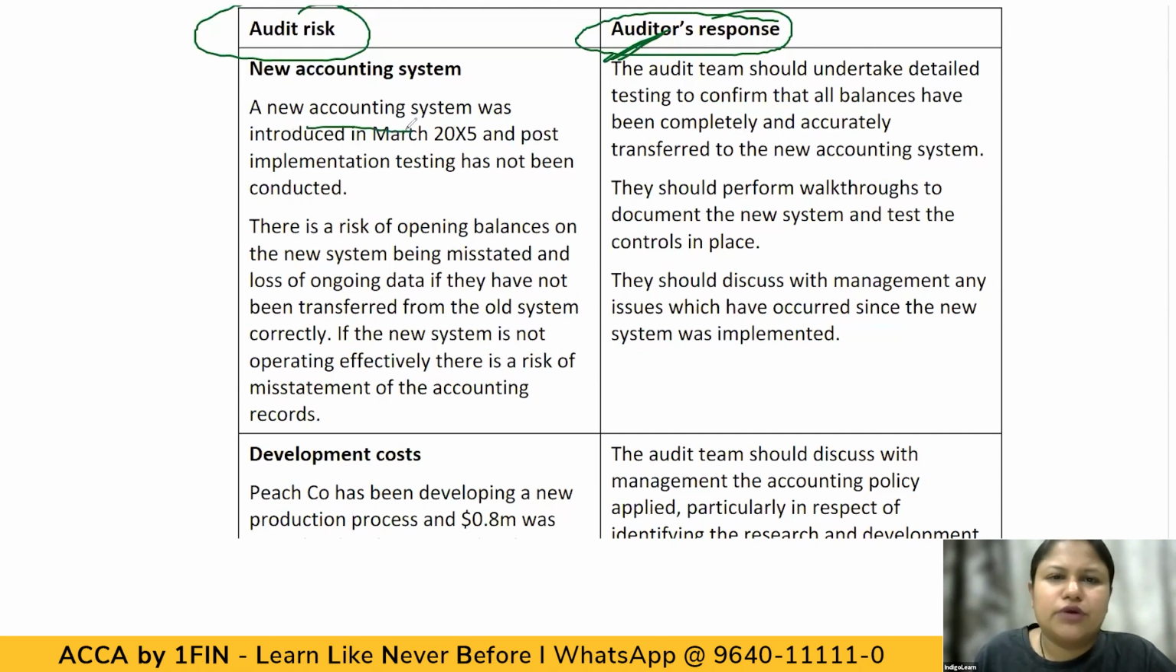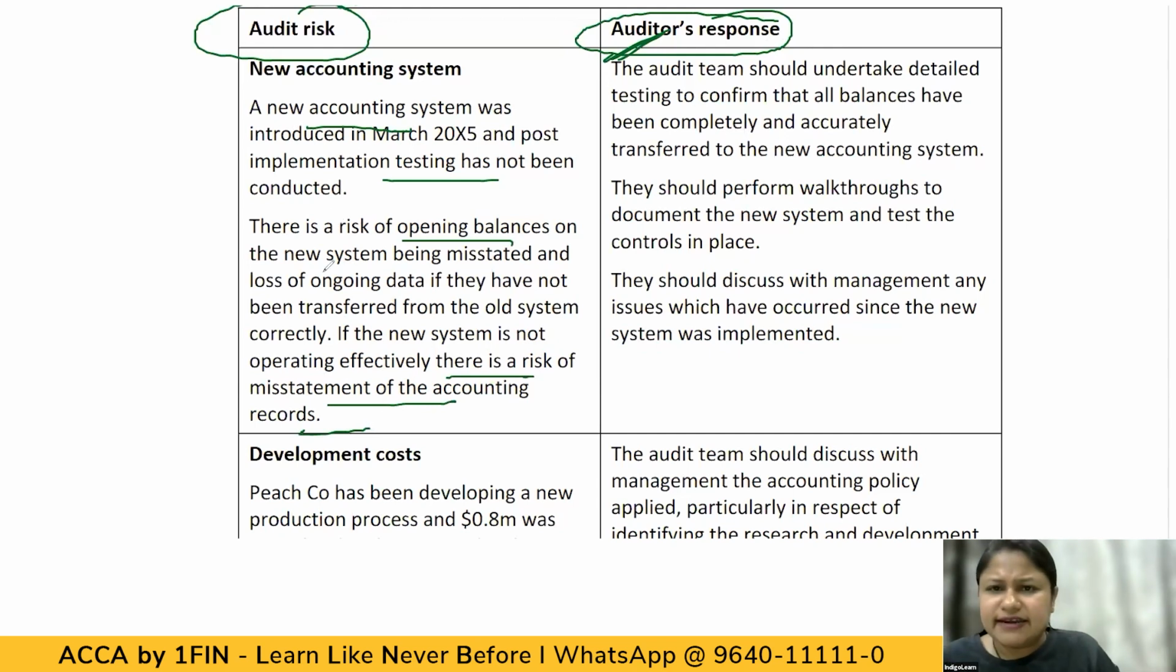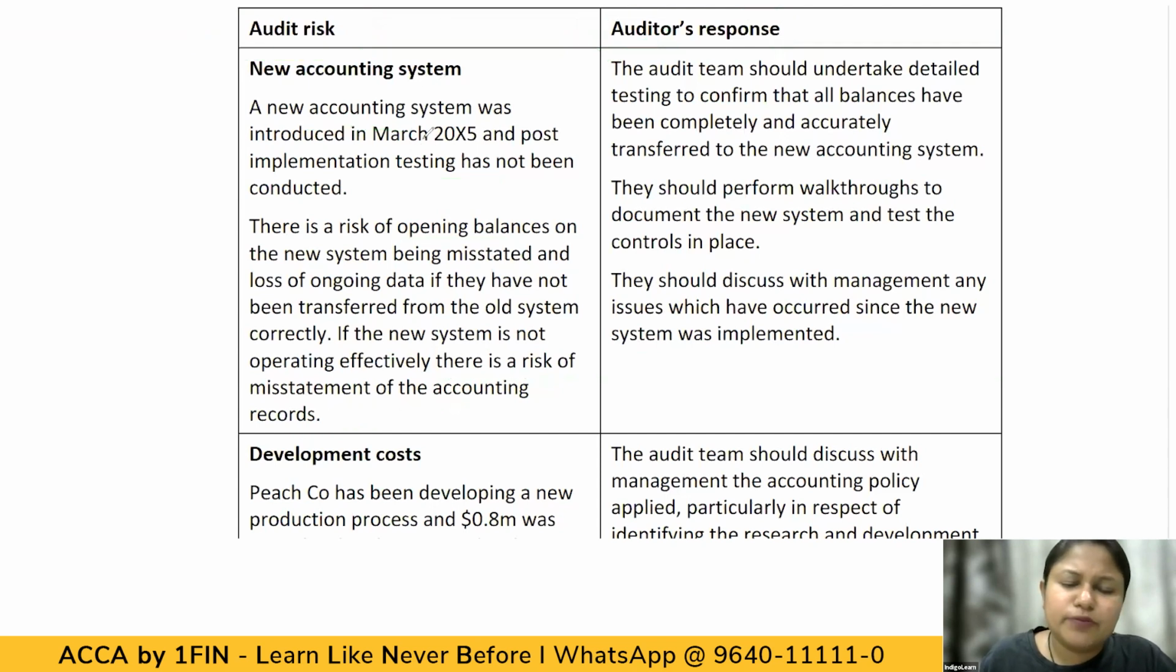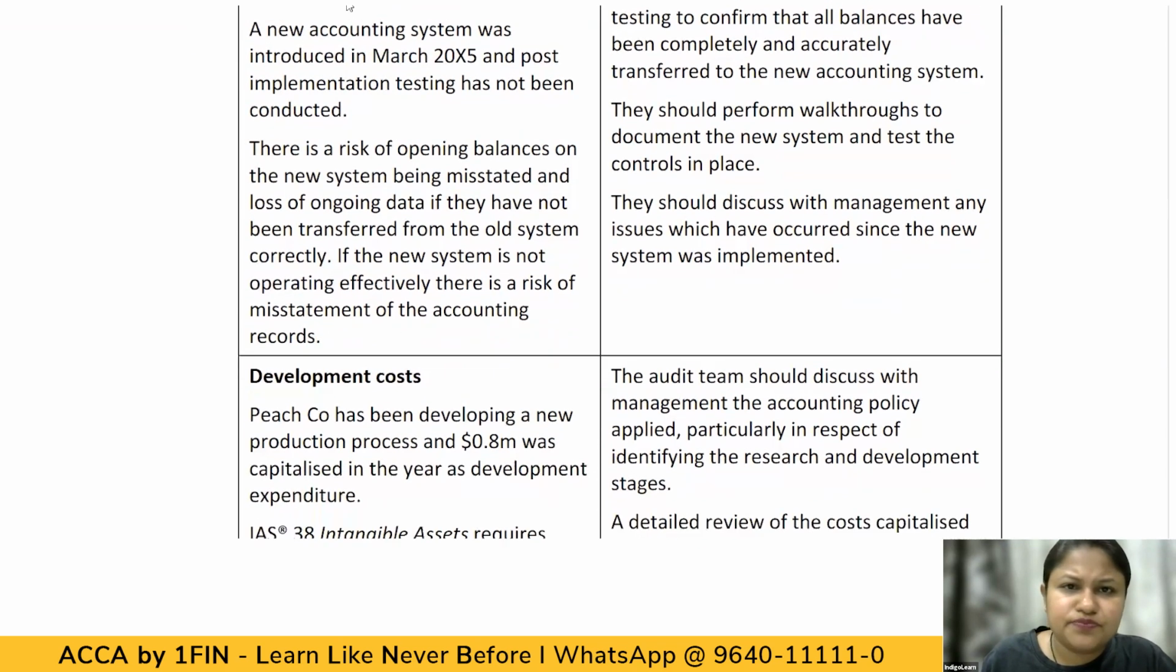Let's see first of all whether we have picked up correctly or not. Did we speak about the new accounting system? Yes. We said they have not done implementation testing. After it has been implemented, they have not done testing. So obviously it's a big risk. Opening balance could be wrong, and there is a risk of material misstatement in the accounting records going wrong. So we can take 2-3 audit risks for our understanding and then see how the audit response has to be. That will give you an understanding of how the questions have to be answered. I think the first risk, regarding the new accounting system, we properly picked up.